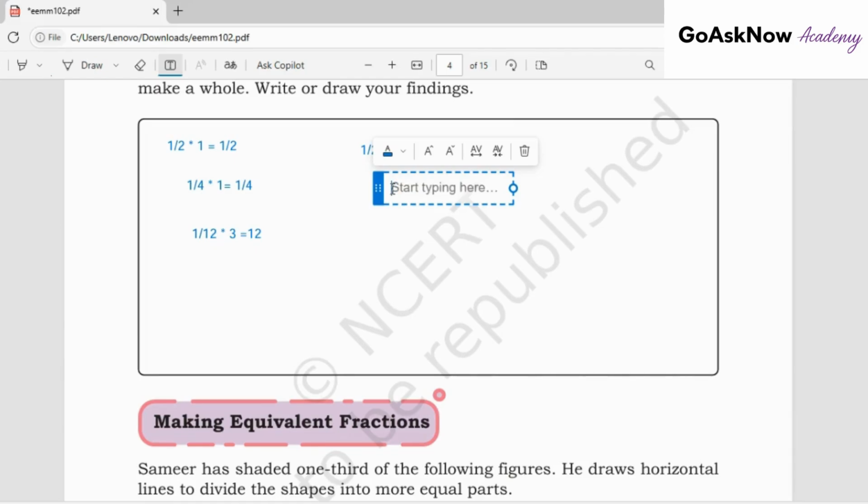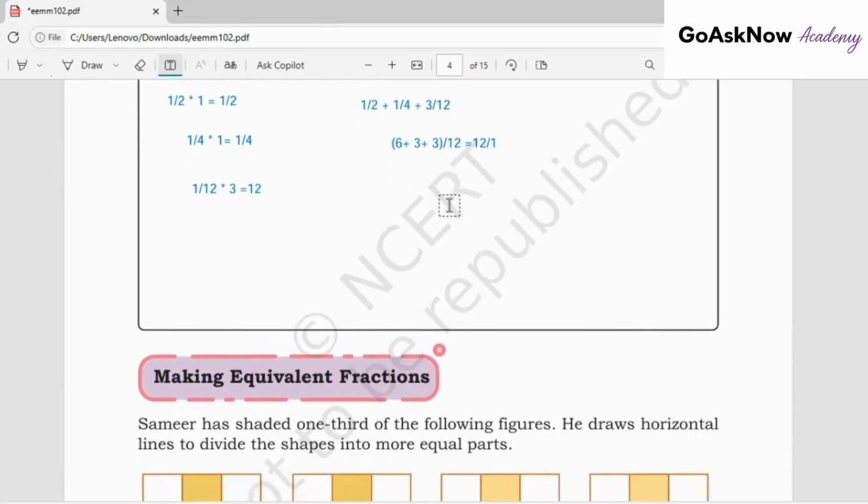6 plus 3 plus 3 divided by 12, which is equal to 12 by 12. How did we obtain it? For 2 making into 12, it is 2 into 6. So adding 6 here, 4 into 3 is equal to 12, we are taking here 3. Next, 12 into 1 and 3 into 1, here 3. That's why we are taking that.